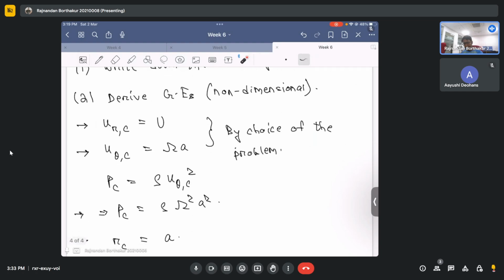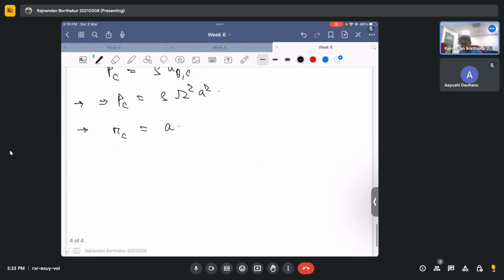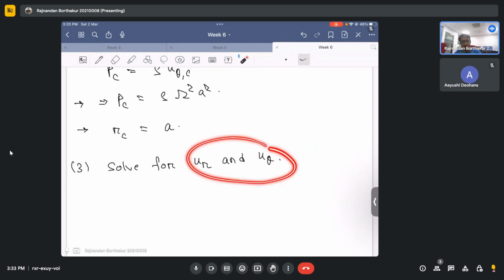So using these characteristic scales, they asked us to derive the governing equations, and then finally solve for ur and u theta. This is the final task. We will solve for ur and u theta. However, we will see that under only a special case can we derive closed form solutions for ur and u theta. And as we proceed with the problem, we will be clear about what we actually meant by this. But yeah, this is the idea.